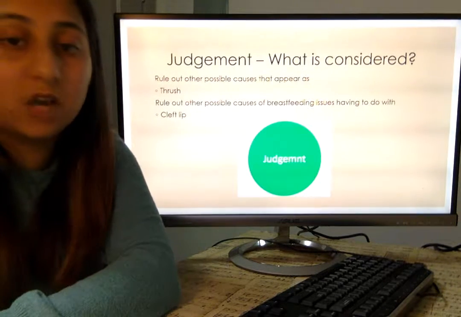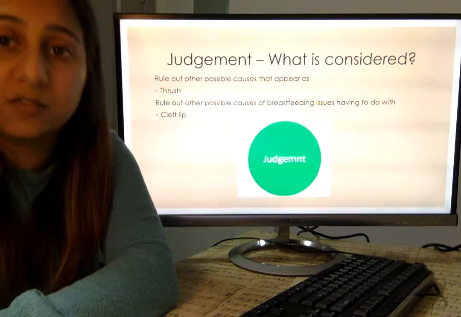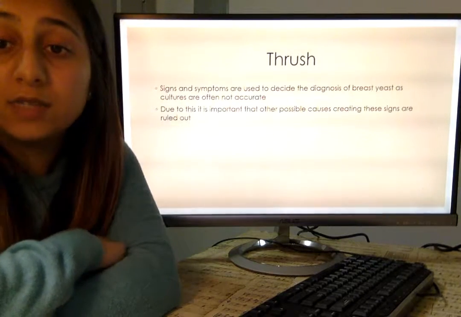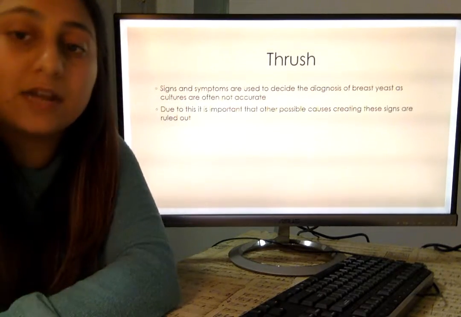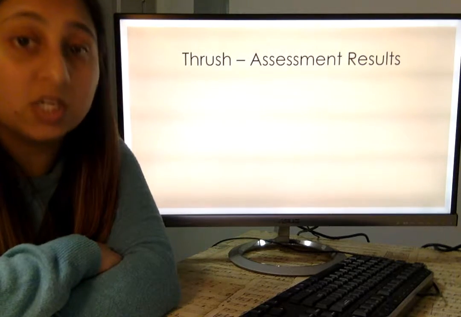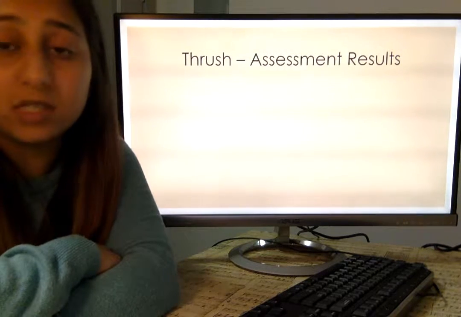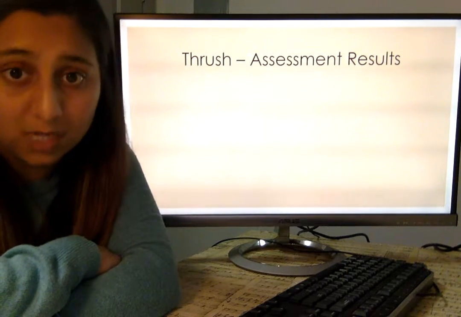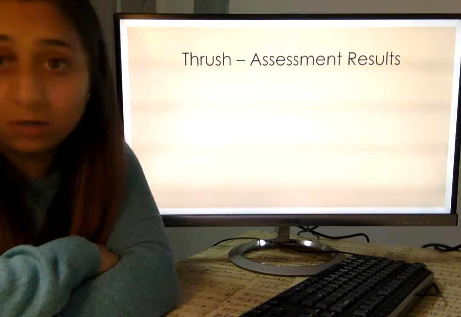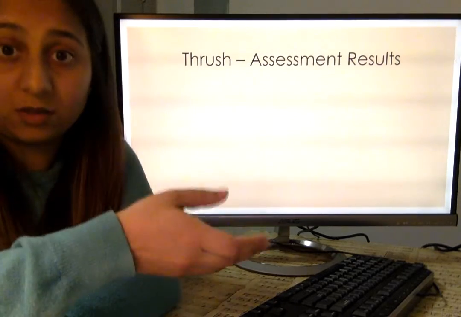Now, let's talk about ruling out other possible causes of thrush and other possible causes of breastfeeding issues that may not have to do with cleft lip. Now, thrush. These are the signs and symptoms used to diagnose thrush. We're going to use a full head-to-toe assessment, health history related to alternate conditions such as diabetes or medication use such as long-term steroid use. Ask many, many questions. Vital signs such as a high temperature may be indicative of a yeast infection, or thrush.